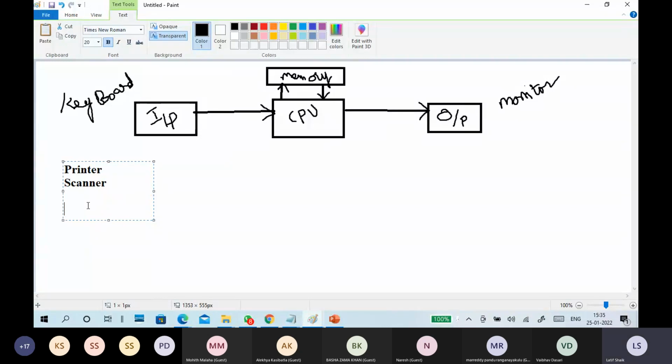Printer, scanner, mic and speakers. The mic is an input device where you give your voice as input. Like I'm talking, my mic takes my voice, converts it into electrical form and gives it to my processor, and the processor processes it and sends it to you. Speaker: when it receives a voice or sound signal, it converts the electrical signal into sound. That is mic and speakers.